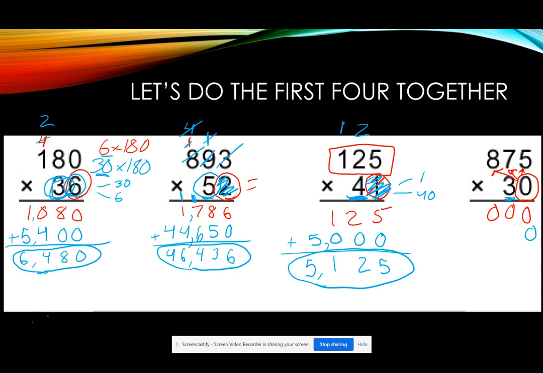So 3 times 5 is 15, carry my 1. 3 times 7 is 21, plus my 1 gives me 22, carry my 2 in front, right? Carry that 20, or in this case 200. And now I'm going to do 3 times 8 of 24, plus that 2, that's going to give me 26.